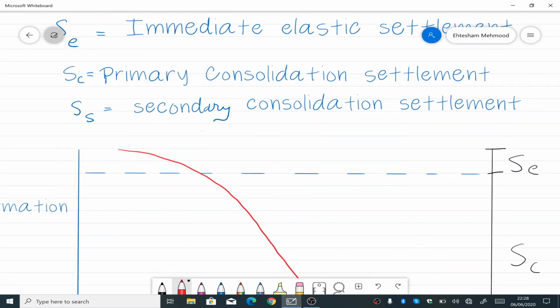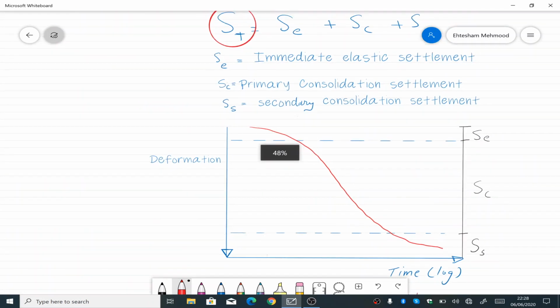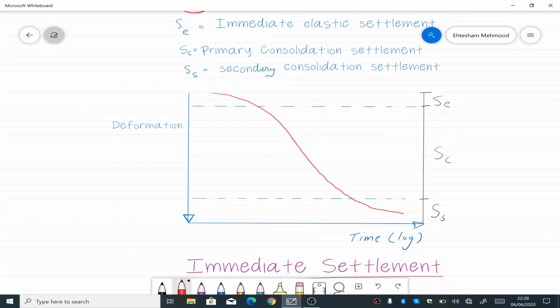I have drawn a graph here. On the left y-axis, we have deformation, increasing from top to bottom, and time is on a log scale from left to right. This is how a soil sample would compress or settle. This small portion here is immediate settlement, and at the end we have a smaller portion of secondary settlement. You see this huge area here, all of this is due to consolidation, or primary consolidation settlement.